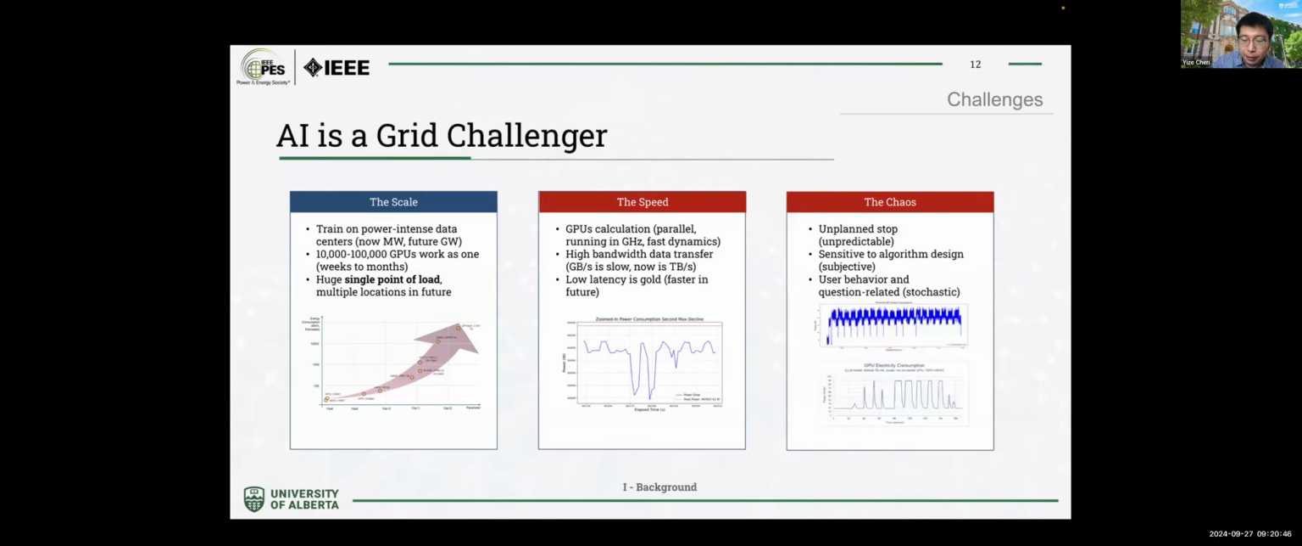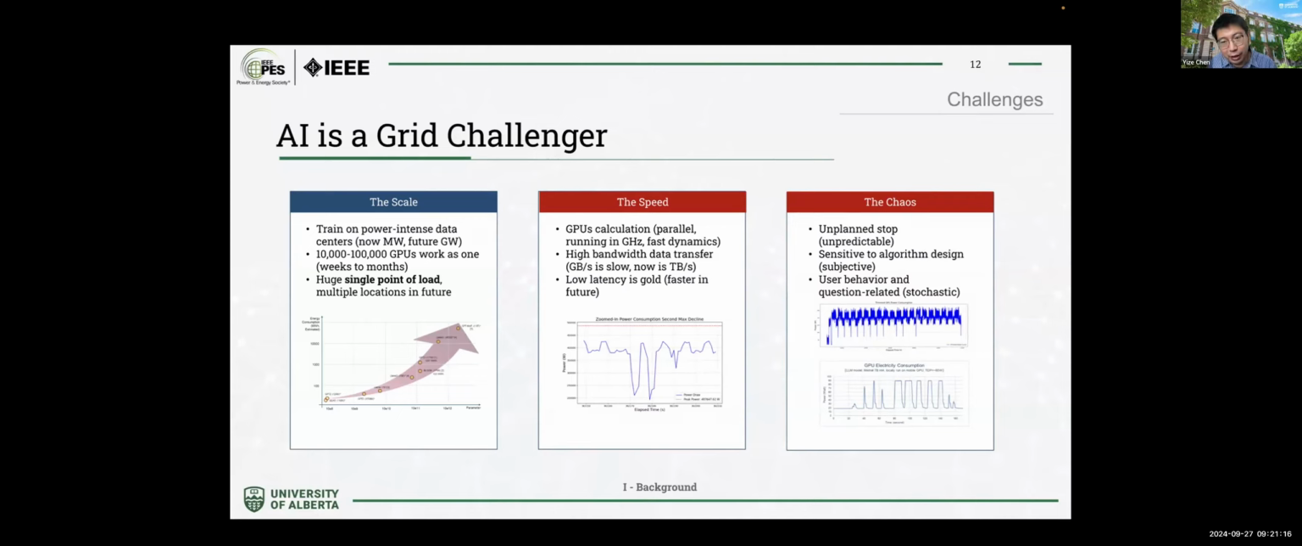At the same time, we observe in our simulation that there is a lot of chaos. We term it chaos because there are many unexpected or unknown behaviors coming from the AI load. For instance, there will be a lot of unplanned stops. Say, the GPU clusters will suddenly stop working, which we will give some examples of in the later part of this talk. And this kind of stop will be unpredictable.